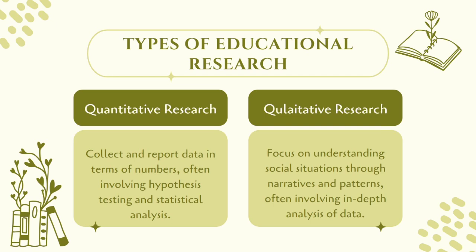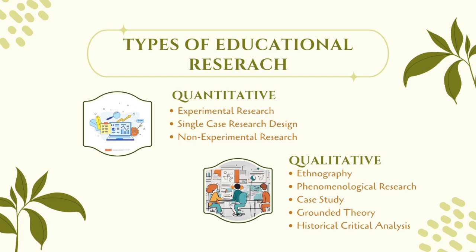So, in quantitative research, it has three other types of research. The first one is experimental research methodologies. This research includes experiments with random assignment of participants to control and experimental groups, quasi-experiments with non-randomized groups, and pre-experimental designs lacking control groups.